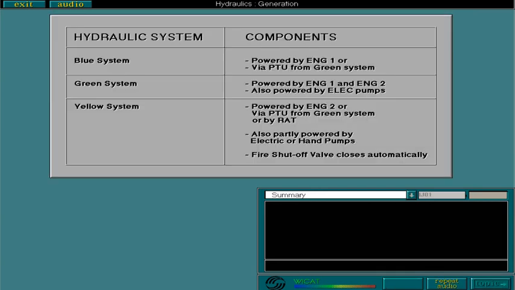Here is a summary of the 3 hydraulic systems and their components. Study it, and when you're ready, select the Forward icon to answer some quiz questions.